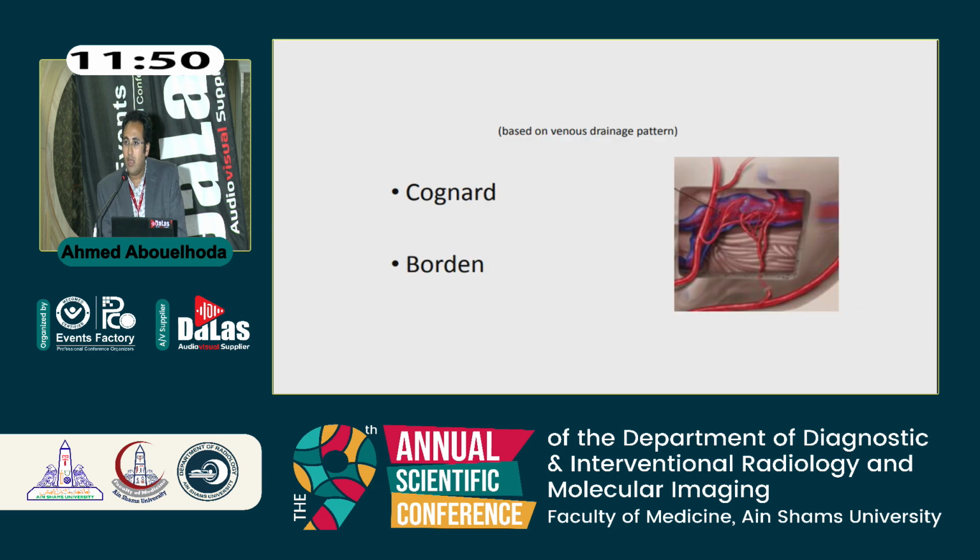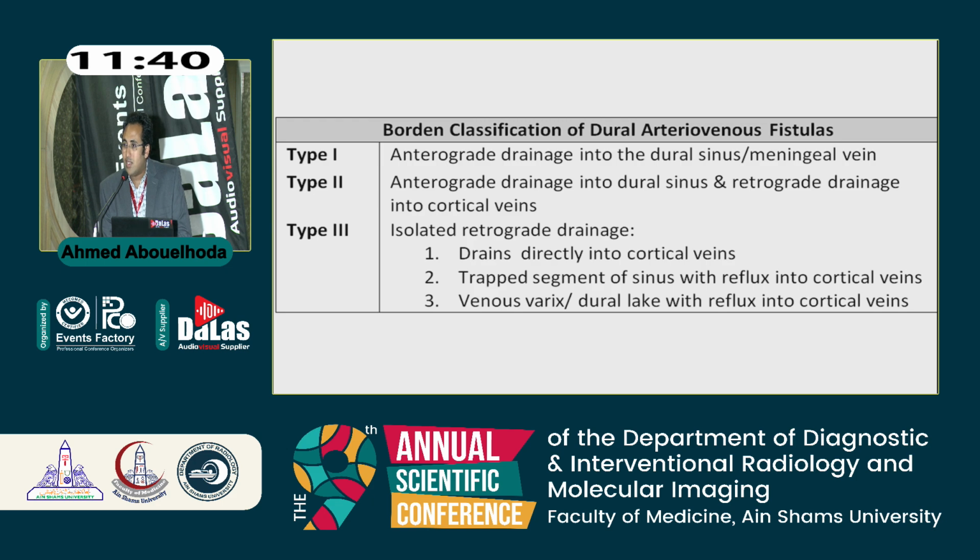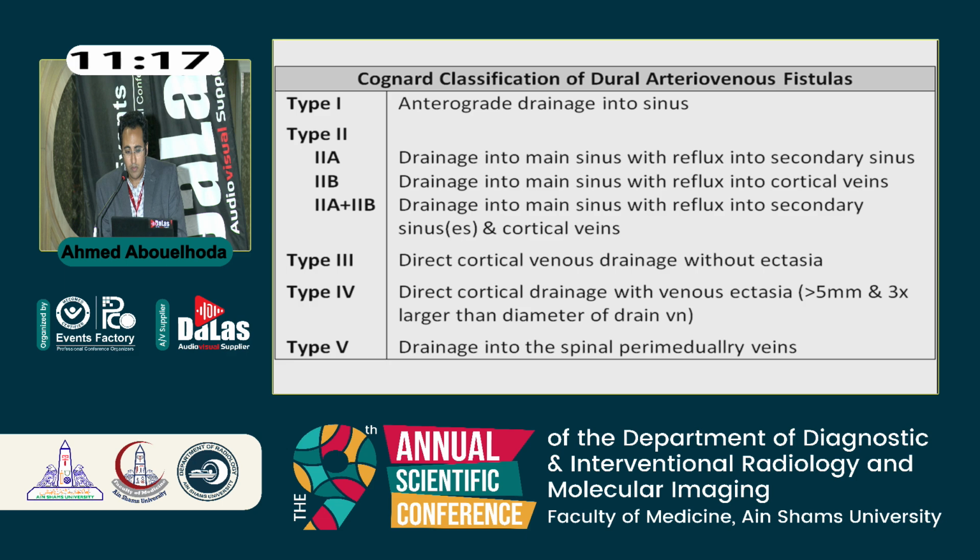We have two main broad classifications for the dural fistulae, the Cognard classification and the Borden classification. We'll go very briefly over those two. The Borden classification is a much simplified one. Type 1 is just an antegrade drainage in the dural sinus. Type 2 is antegrade drainage with a retrograde drainage into the cortical veins. Type 3 is an isolated cortical vein drainage with or without ectasia, and it can have perimedullary veins with it.